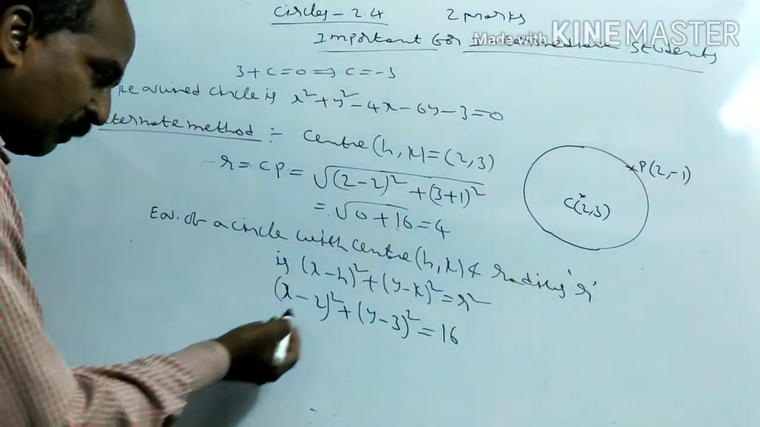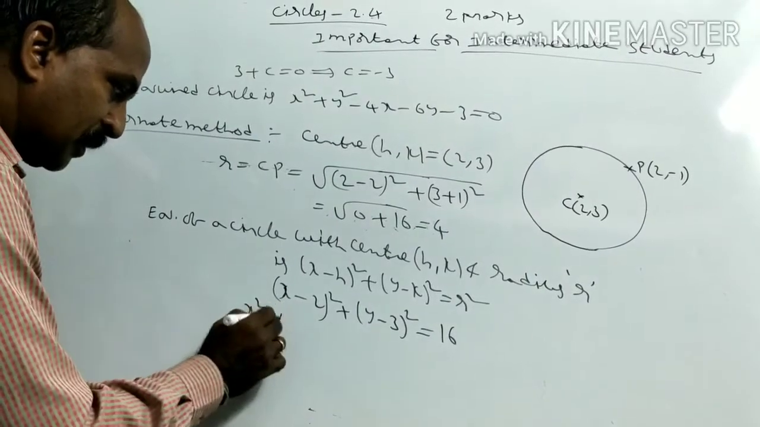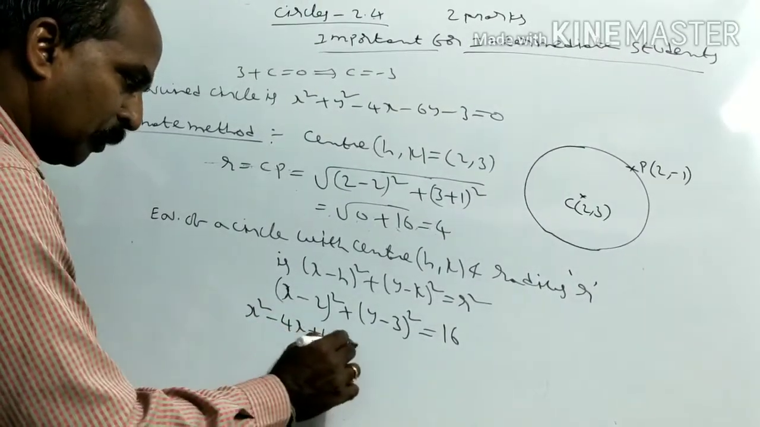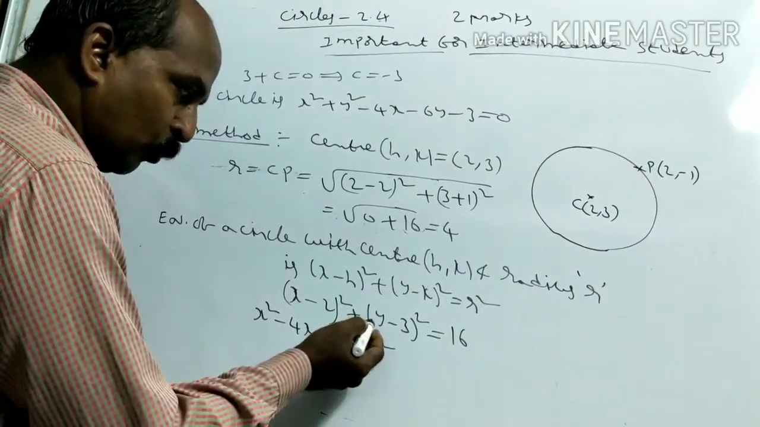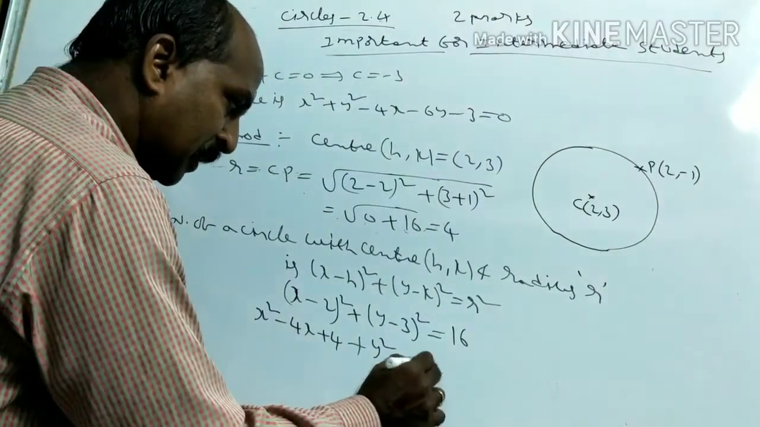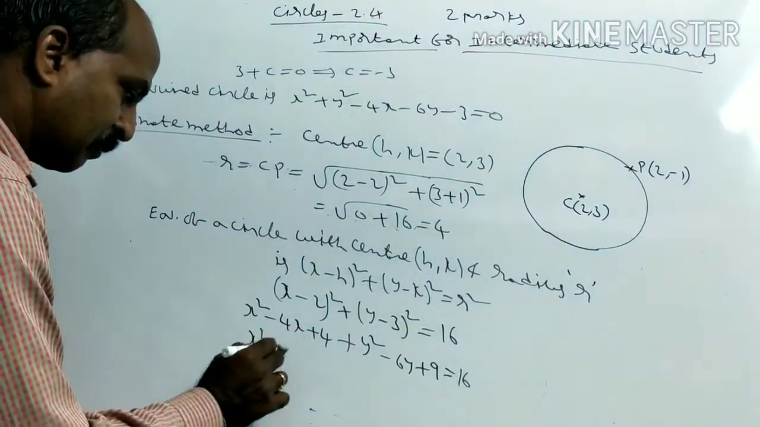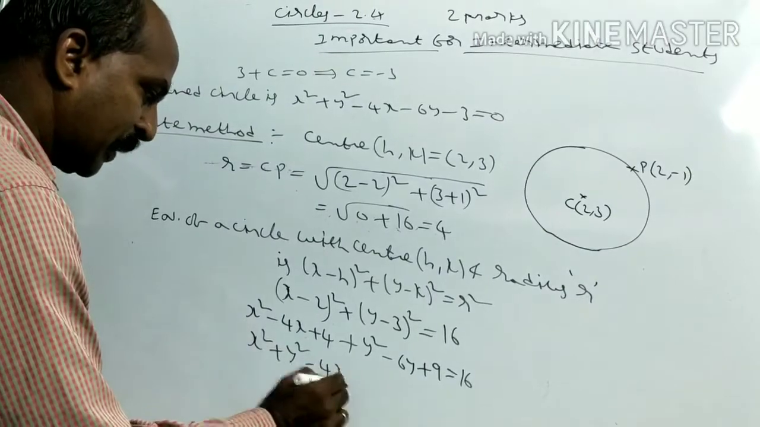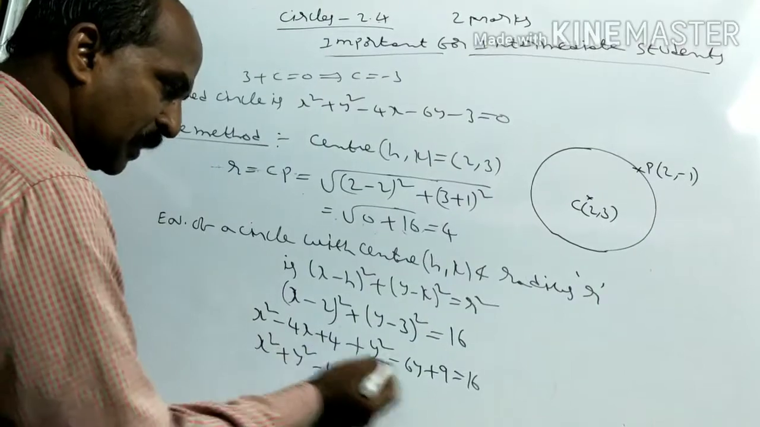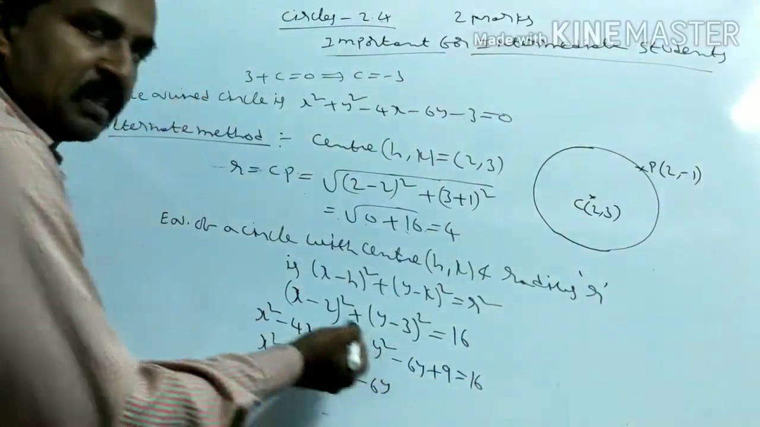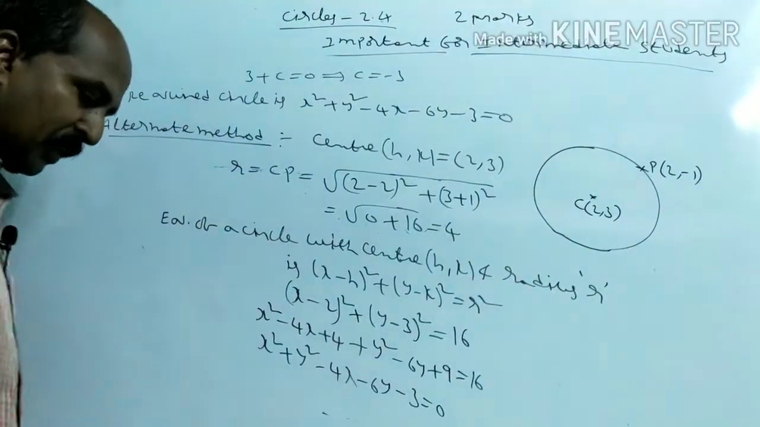Expanding this, we get x square minus 4x plus 4 plus y square minus 2y into 3, minus 6y plus 9, equal to 16. So the required circle is x square plus y square minus 4x minus 6y plus 13. Taking 16 to the left hand side, we get 13 minus 16, minus 3, equal to 0. This is the required circle.